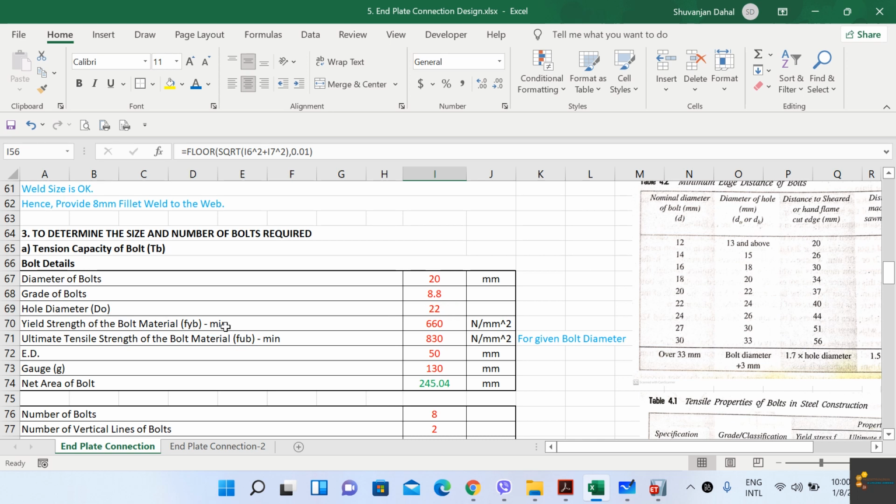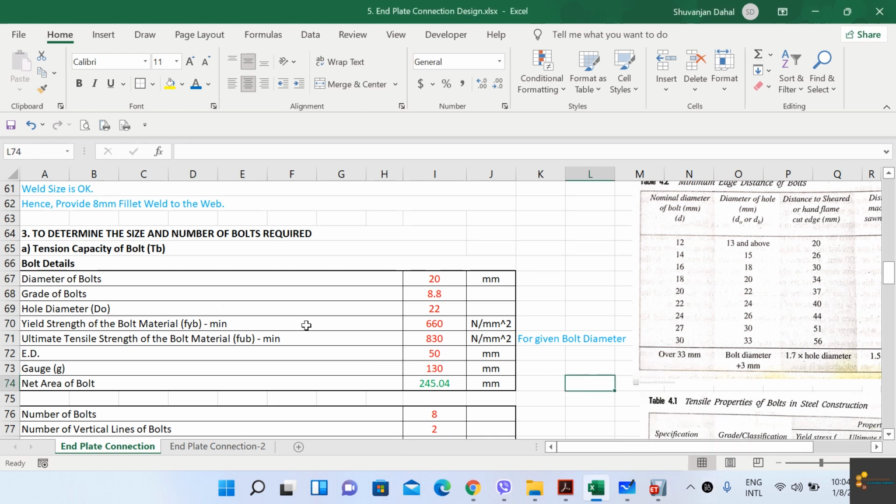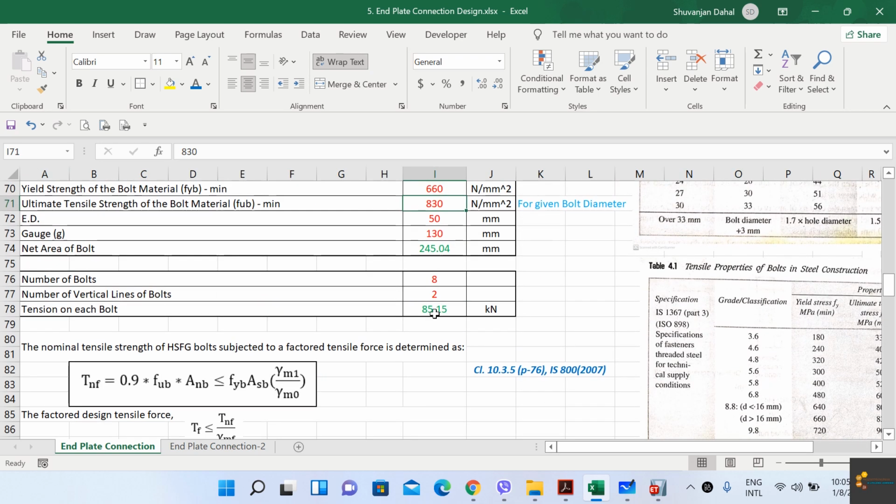And the yield strength of the bolt material for 8.8 grade bolt will be 660 newton per mm square, and for the same material ultimate tensile strength will be 830 newton per mm square. You see that I have extracted a table relating tensile properties of bolts in steel connection, and this is most probably taken from this code here, IS 1367 part 3, specifications of fasteners threaded steel for technical supply conditions. And for 8.8 grade steel, for diameter greater than 16 mm, the yield stress is 660 megapascals and ultimate tensile stress is 830, and we have used the same data here.